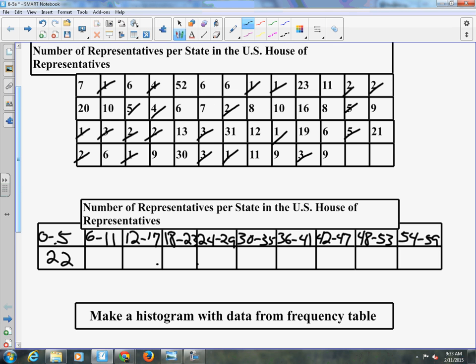Now, 6 to 11, let's count them up. 1, 2, 3, 4, 5. Help me if I miss one. 6, 7, 8, 9, 10, 11, 12, 13, 14, 15, 16, 17. Did I get them all? Oh. 18? Did I count that right? Yep. 18. Okay, 12 to 17.